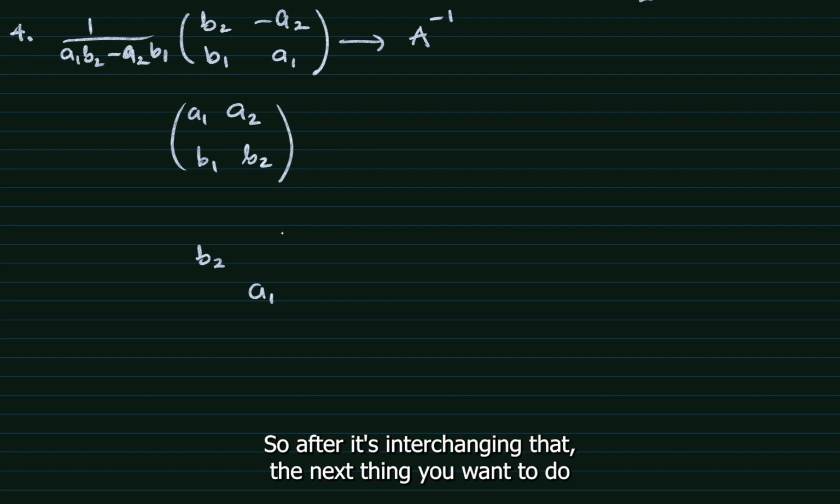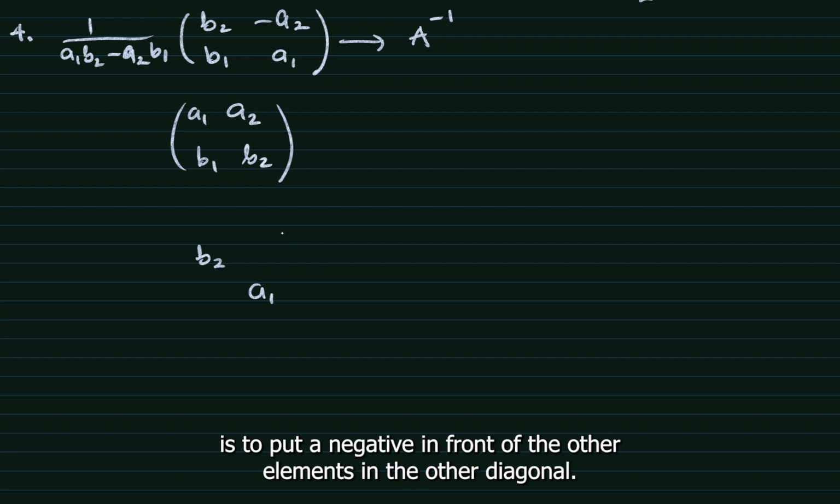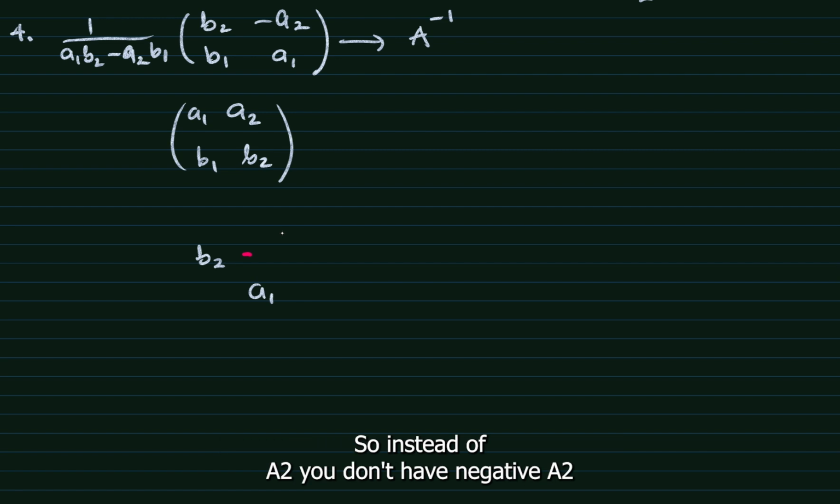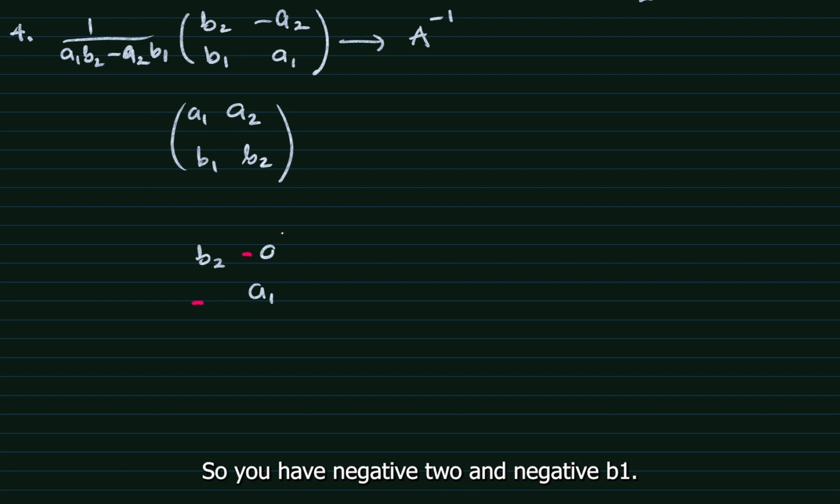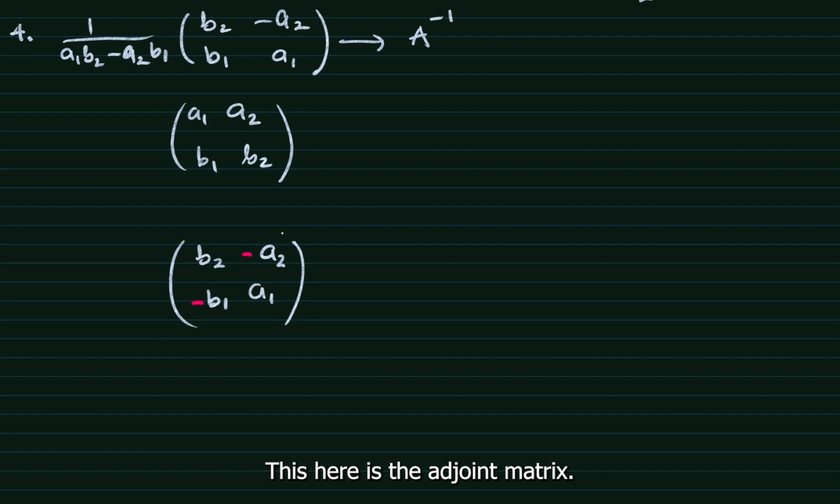After interchanging that, the next thing you want to do is to put a negative in front of the other elements in the other diagonal. So instead of A2, you then have negative A2 and then negative B1. This here is your adjoint matrix.